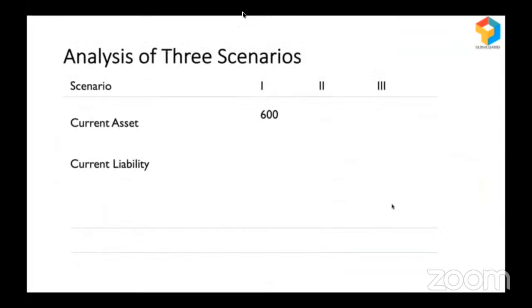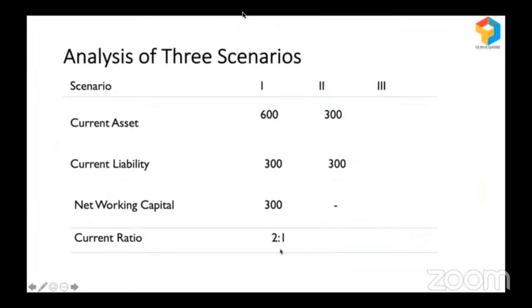Okay, so let's capture all the three scenarios here. Scenario 1: current asset 600, current liability 300, so the net working capital is 600 minus 300, which is 300. Net working capital means the long-term funds which were used for creating current assets. So here you see 300 long-term funds and 300 short-term funds put together, current assets of 600 was created. And if I look at the current ratio, it is 600 by 300, it is 2:1. In scenario 2, there is no long-term fund contribution at all, and the ratio is 1:1.